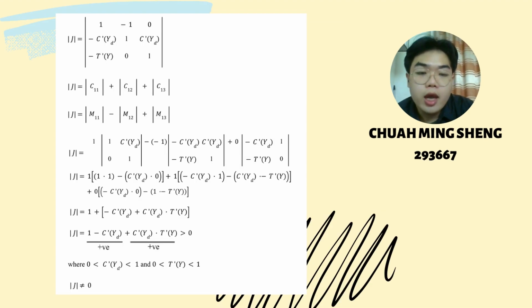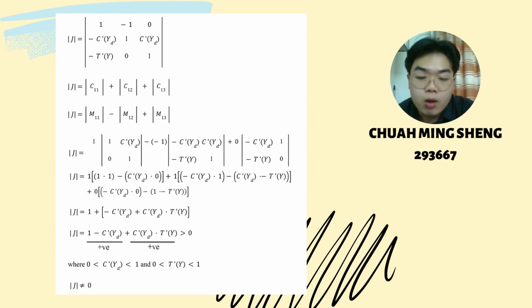So after finding the elements A11 until A33, we substitute them into the matrix. Then the next step is cofactor 11 plus cofactor 12 plus cofactor 13 to find the determinant, that is, minus 1 to the power 1+1, minus minus 1 to the power 1+2, plus minus 1 to the power 1+3. After doing the calculations, we get the Jacobian determinant equal to 1 - C'(Yd) + C'(Yd) times T'(Y).